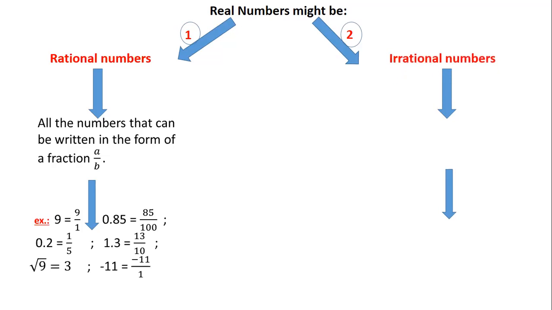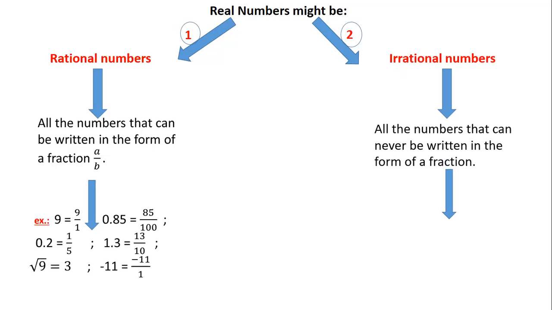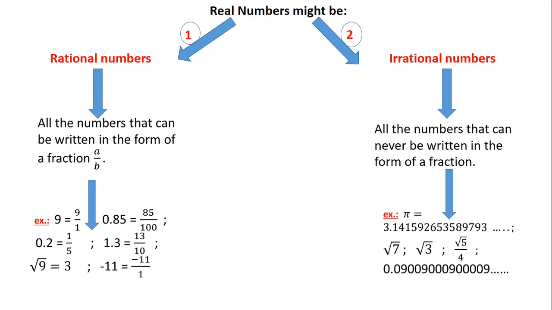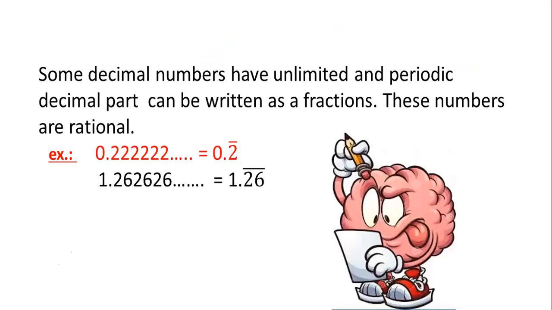Or they might be irrational numbers. Irrational numbers are all the numbers that can never be written in the form of a fraction. So irrational numbers cannot be written in the form of a fraction. Like the number pi in mathematics. We all know the pi, which is 3.141592. It doesn't end, so it cannot be written as a fraction. For example, radical 7, radical 3, radical 5 over 4, and the last number. These are all called irrational numbers.